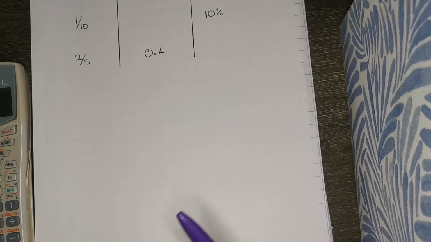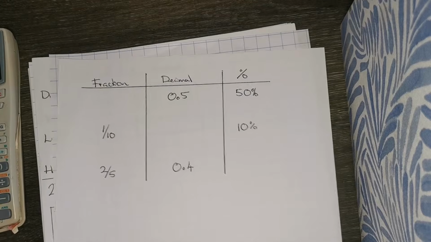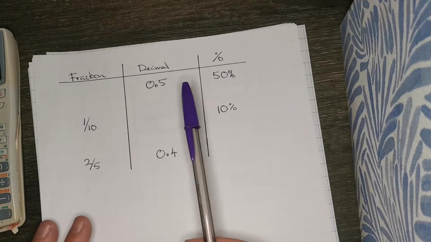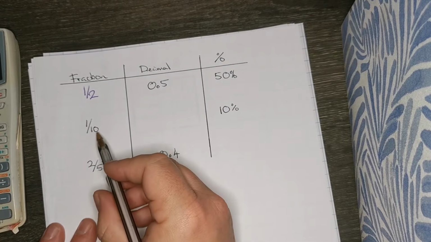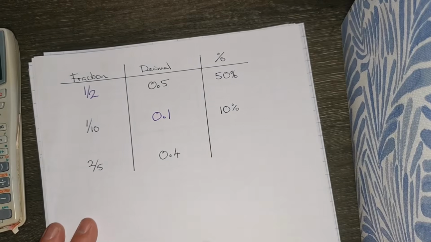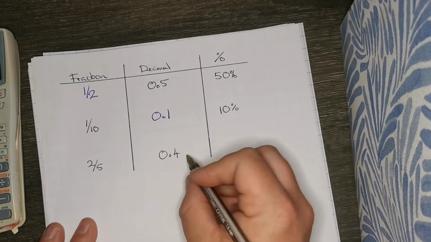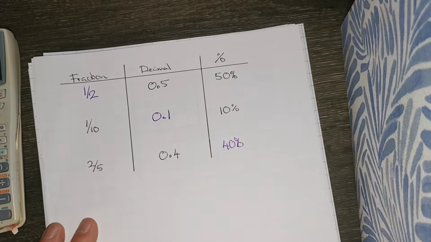All right, some fractions, decimals, and percentages. So if my decimal's 0.5 and my percentage is 50%, what's that as a fraction? I think that's a half. 1/10 or 10% as a decimal, 0.1. And 2/5 or 0.4 as a percentage, 40%.